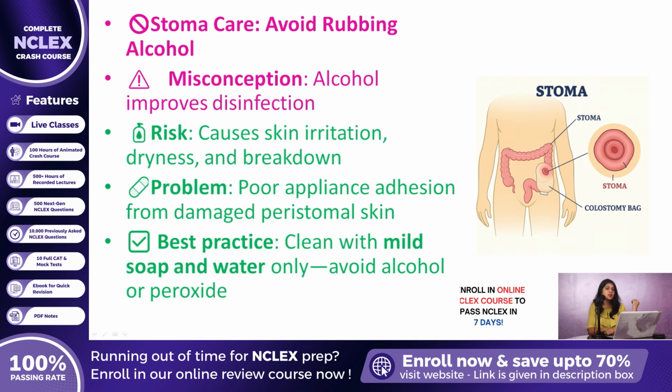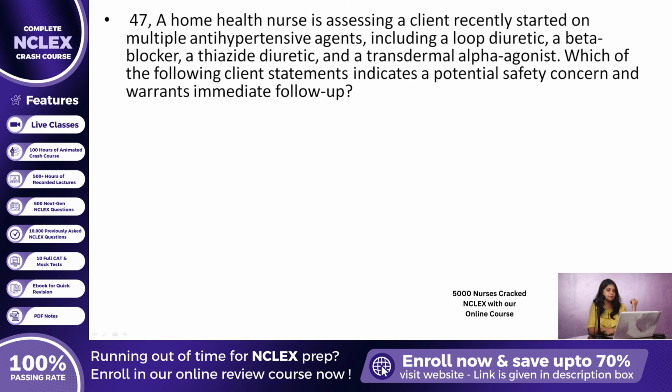Finally, let us conclude this segment with question number 47, which emphasizes medication safety and patient education. A home health nurse is assessing a client recently started on multiple antihypertensive agents, including a loop diuretic, a beta blocker, a thiazide diuretic, and a transdermal alpha agonist. Which of the following client statements indicates a potential safety concern and warrants immediate follow-up?